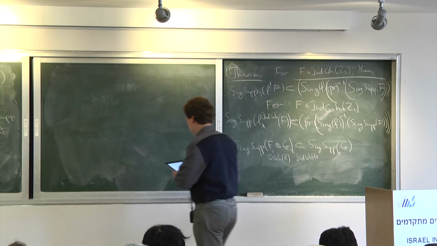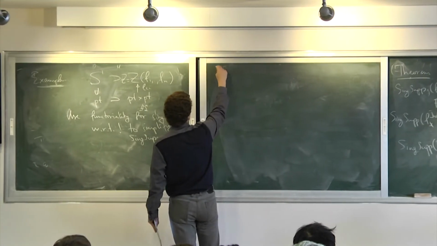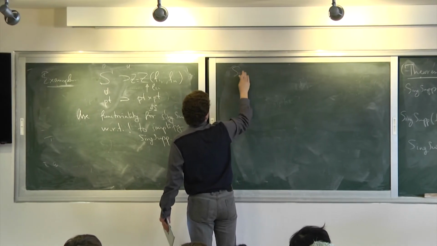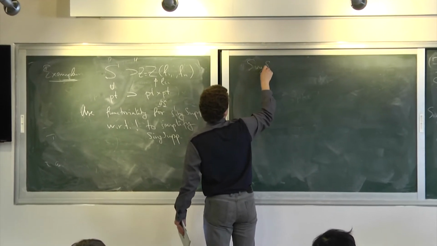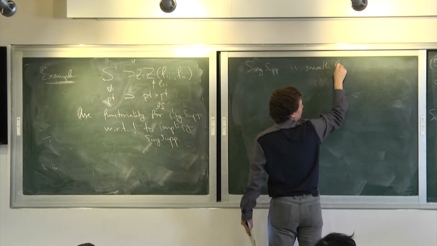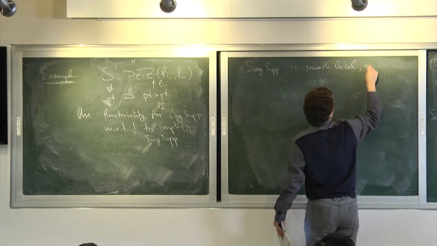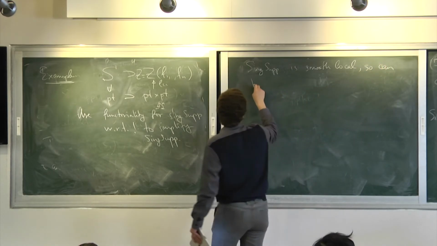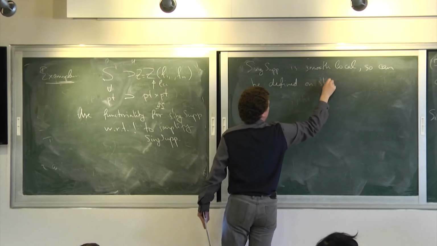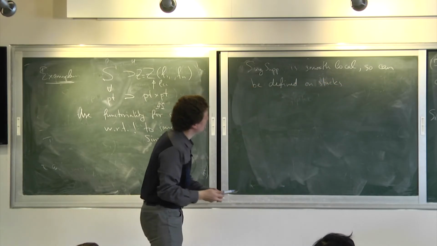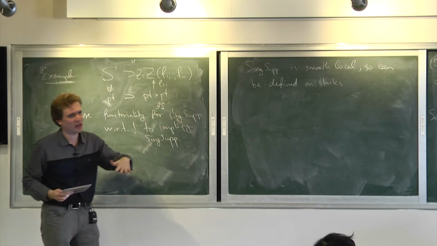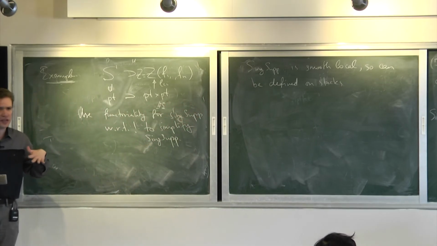So this functoriality, or rather, I guess, smooth. Singular support is now shown to be a smooth local property, so it can be defined on stacks. Notice that because I'm only talking about smooth locality, I need my stacks to have a smooth cover by schemes.